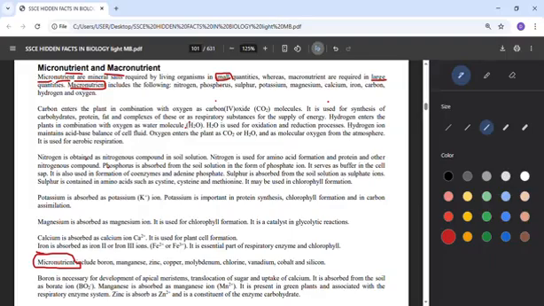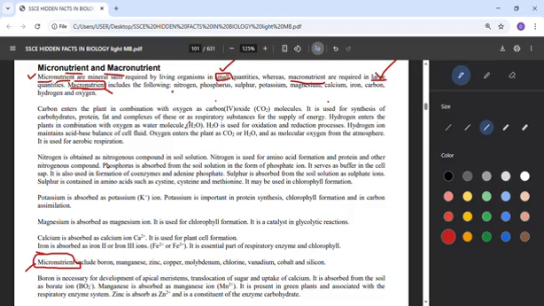In this class, we'll be continuing with the topic nutrition, and we start with micronutrients and macronutrients. Micro means small, but macro means large. So micronutrients are mineral salts required by living organisms in small quantities, while macronutrients are nutrients required in large quantities. I will start by giving the examples of macronutrients before I come back to micronutrients.